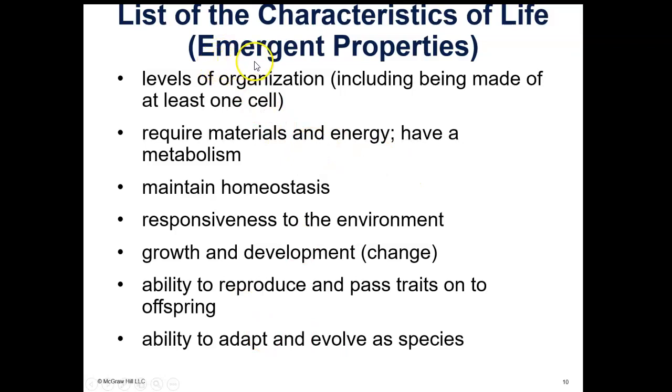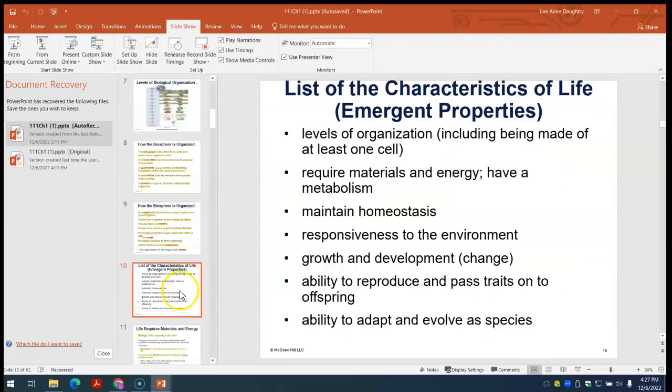So the emergent properties, or the characteristics of living things, are the levels of organization. Living things require materials and energy. Living things need to maintain homeostasis. They all respond to the environment in some way. They grow and develop. They reproduce and pass their traits on to their offspring, and they have the ability to adapt and evolve as species. So, in fact, I'm going to go ahead and move this slide to, because it really should be somewhere around there.